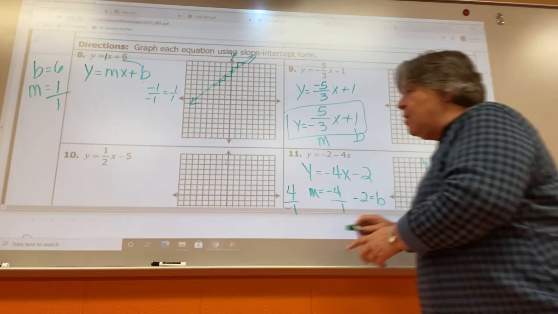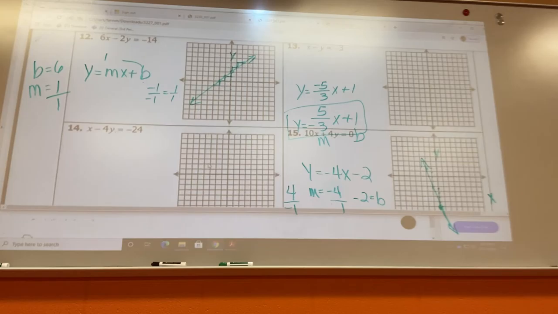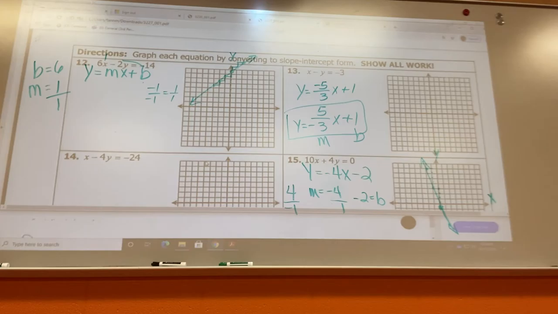But I don't have any going the other way. Well, I can count negative 1 over negative 1 because that's the same as 1 over 1. So from my beginning, my B, I can go negative 1, negative 1, negative 1, and so on. And there's your line.